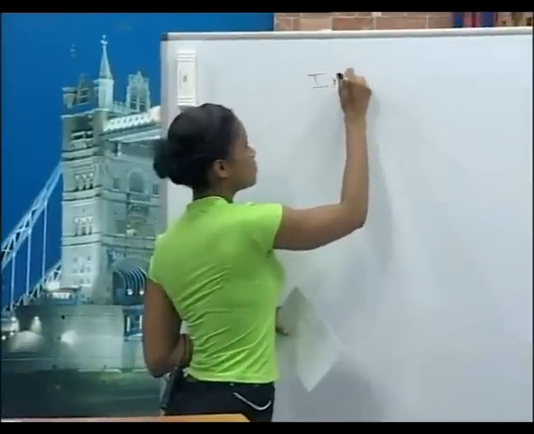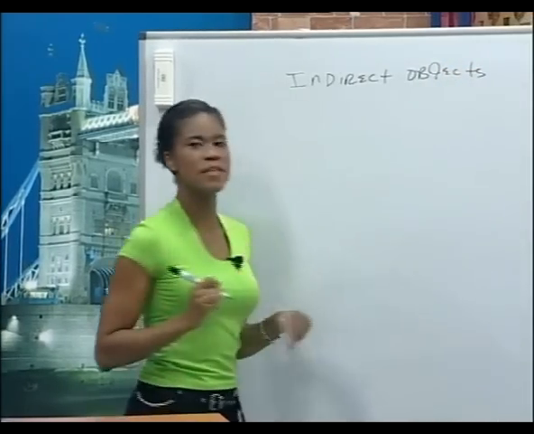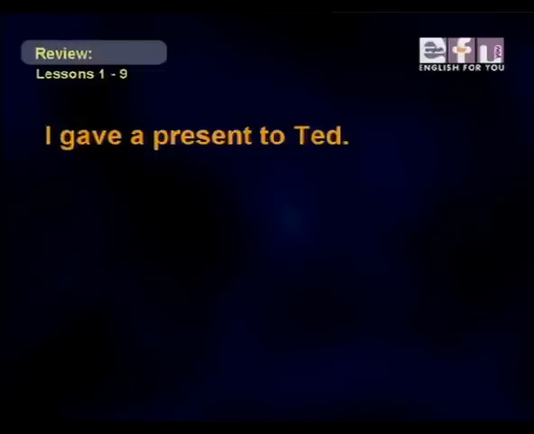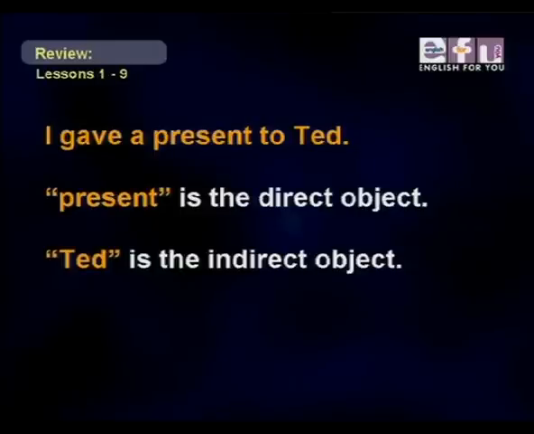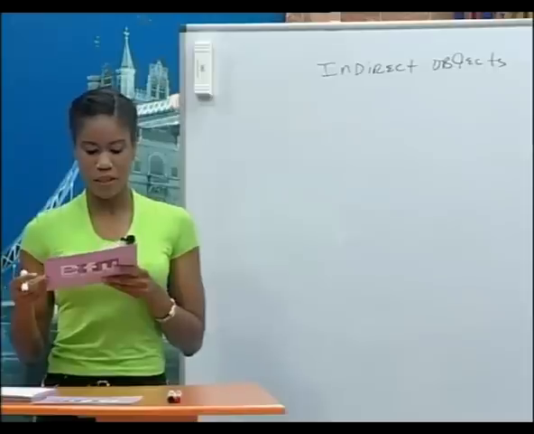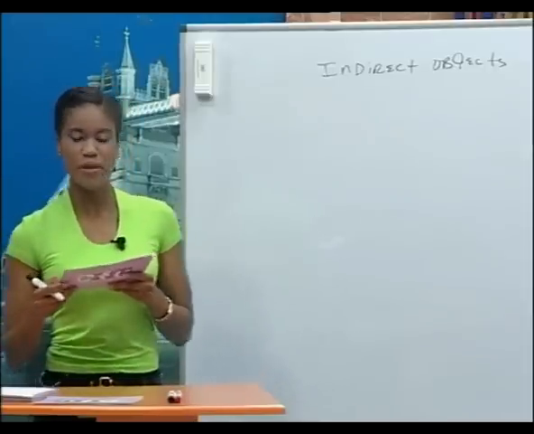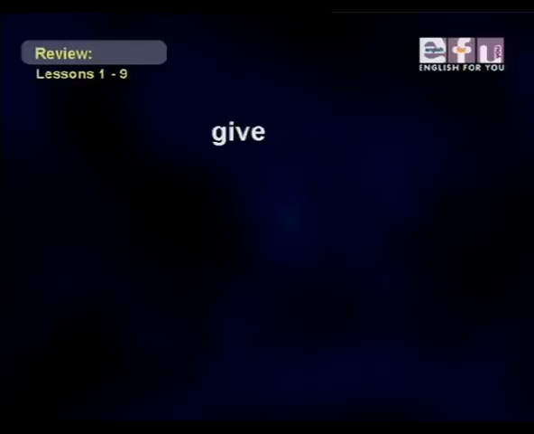Now we're ready to review indirect objects. First, let's look at some examples. I gave a present to Ted. Now in this sentence, present is the direct object and Ted is the indirect object. An indirect object answers the question, whom or what? Some examples of verbs followed by indirect objects introduced by to are give, send, tell, or write.